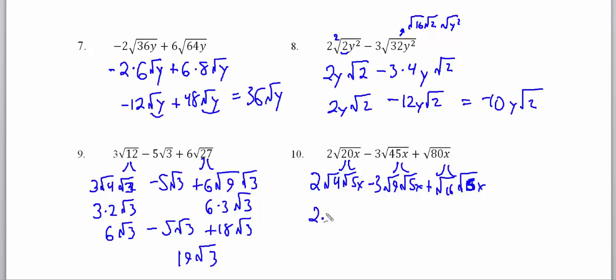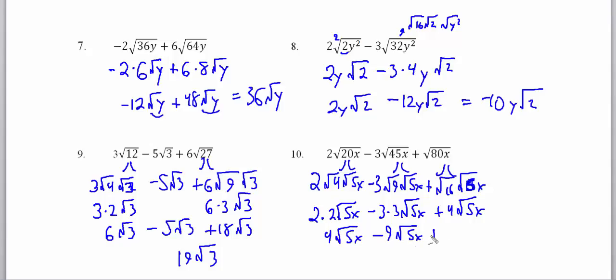So this makes 2 times the square root of 5x. This is minus 3 times the square root of 5x. And this is 4 times the square root of 5x. So now we have 4 square root of 5x minus 9 square root of 5x plus 4 square root of 5x. So 4 minus 9 plus 4 is negative 1 square root of 5x, and we would not put the 1 in front of the radical, like we wouldn't put a 1 in front of x. So that is the simplification of that problem.